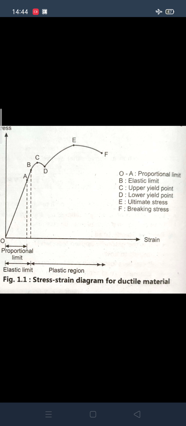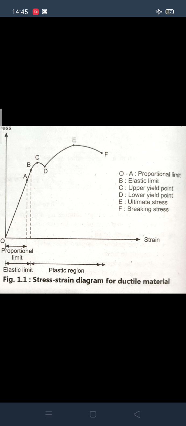So on the x-axis, from O to the dash line, this is proportional limit. Up to this region is proportional limit, and the extension of this proportional limit is elastic limit, and after the elastic limit is the plastic region. So this is the stress strain diagram for your ductile material.